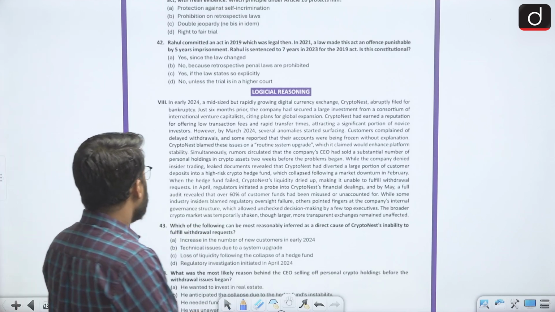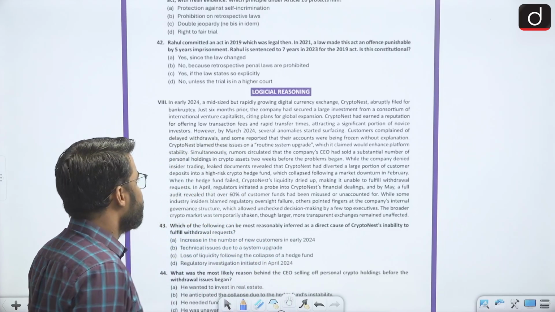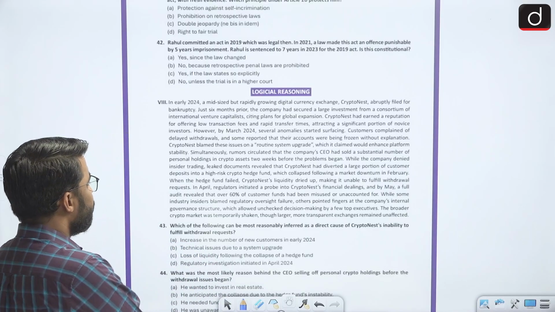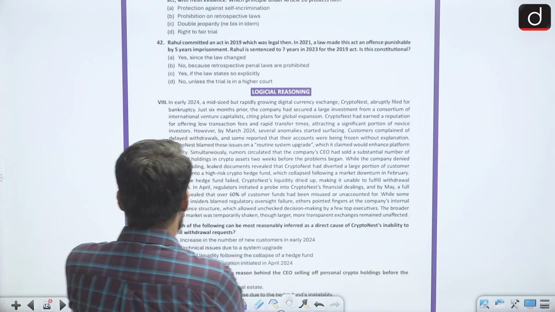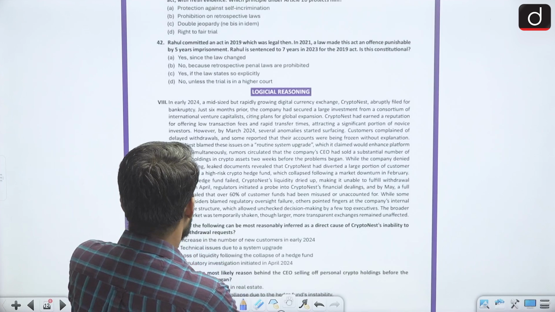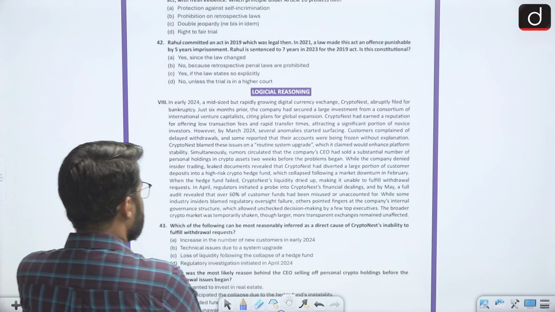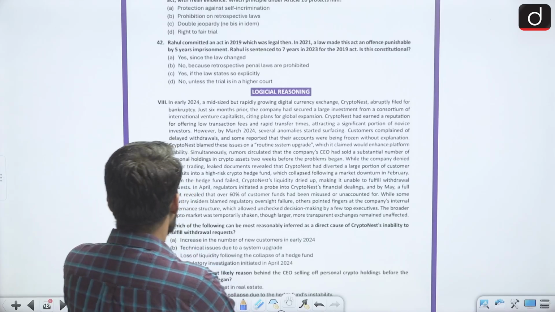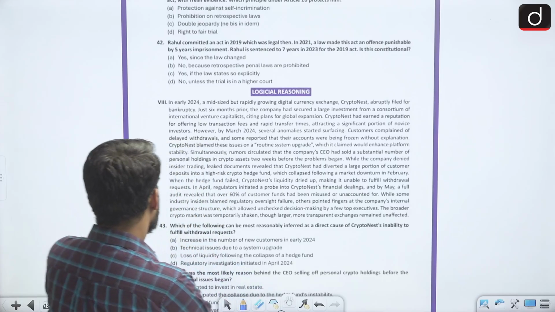So, in logical reasoning, we had a passage. In early 2024, a mid-sized but rapidly growing digital currency exchange, CryptoNest, abruptly filed for bankruptcy. Just 6 months prior, the company had secured a large investment from a consortium of international venture capitalists, citing plans for global expansion. CryptoNest had earned a reputation for offering low transaction fees and rapid transfer times, attracting a significant portion of novice investors. However, by March 2024, several anomalies started surfacing. Customers complained of delayed withdrawals, and some reported that their accounts were being frozen without explanation. CryptoNest blamed these issues on a routine system upgrade, which it claimed would enhance platform stability.